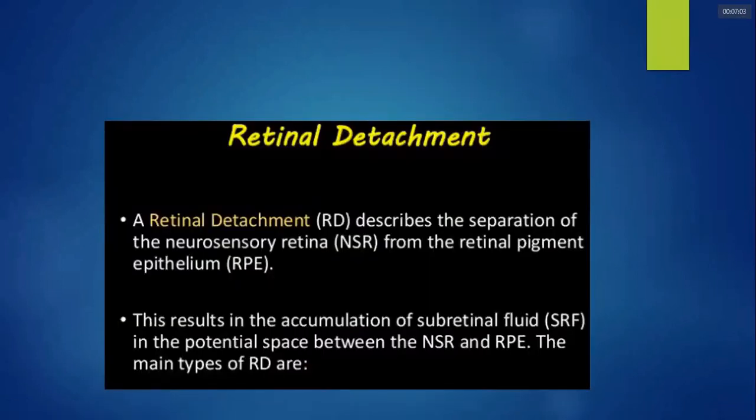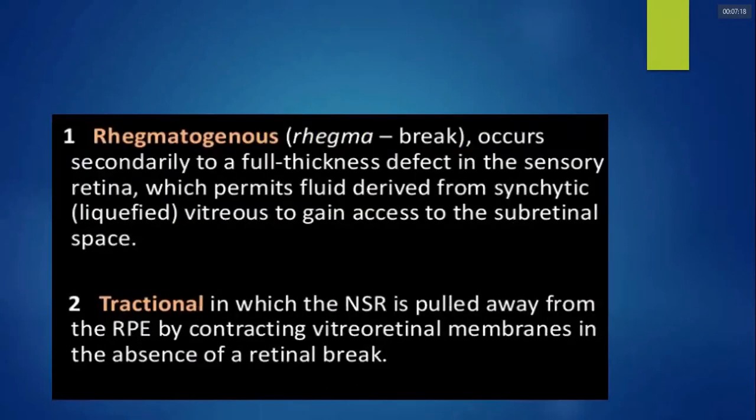So it describes the separation of neurosensory retina from the retinal pigment epithelium. This results in accumulation of subretinal fluid in the space between the neurosensory retina and RPE. So there are mainly three types of retinal detachment, and some say that 4 types also. Some say that it is 2 types, rhegmatogenous and non-rhegmatogenous. So we have described like this: rhegmatogenous retinal detachment.